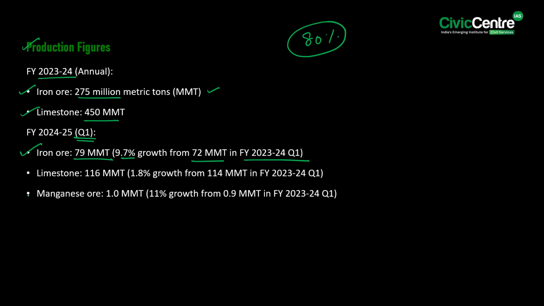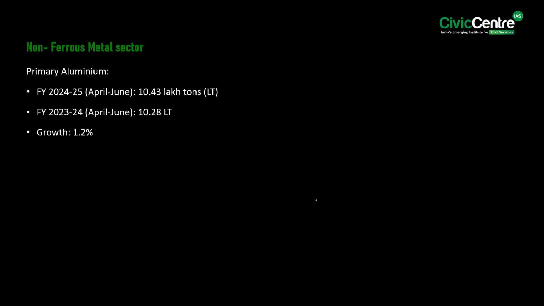Further, the limestone was at 116 MMT with a 1.8% growth from 114 MMT in Q1 of the financial year 2023-24. Lastly, the manganese ore was at 1 MMT with 11% growth from 0.9 MMT in the first quarter of the financial year 2023-24. Now, talking about the primary aluminium for the first quarter of financial year 2024-25, it was 10.43 lakh tons, and for the financial year 2023-24, it was 10.28 lakh tons with a growth of 1.2%.